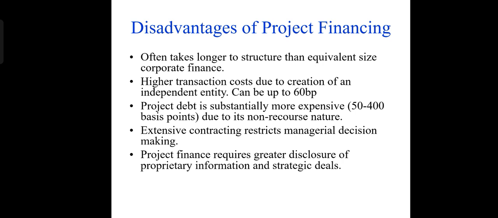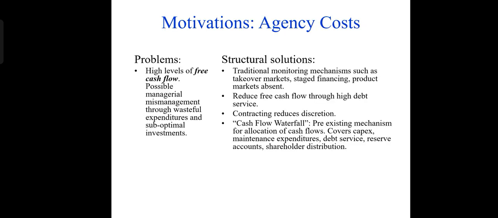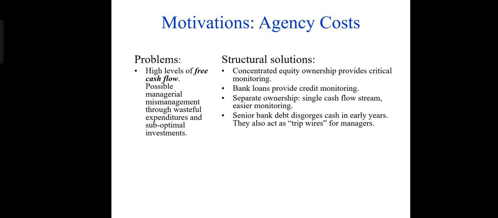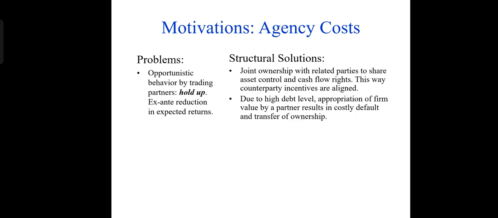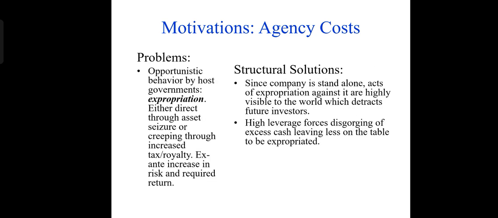Extensive contracting restricts managerial decision making. Project finance requires greater disclosure of proprietary information and strategic details. Motivations, agency costs. These are some examples, problems and structural solutions for motivation agencies. And these are the example problems and structural solutions, agency costs, motivations.